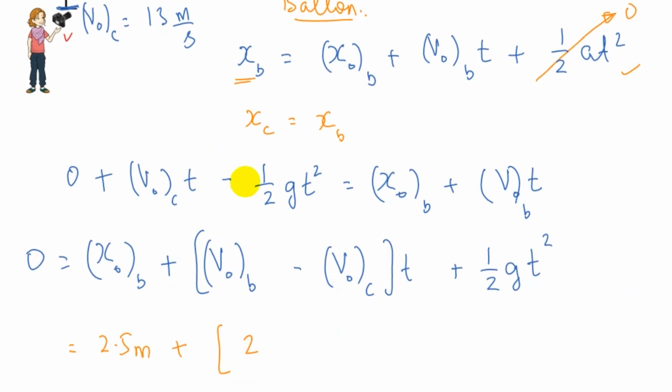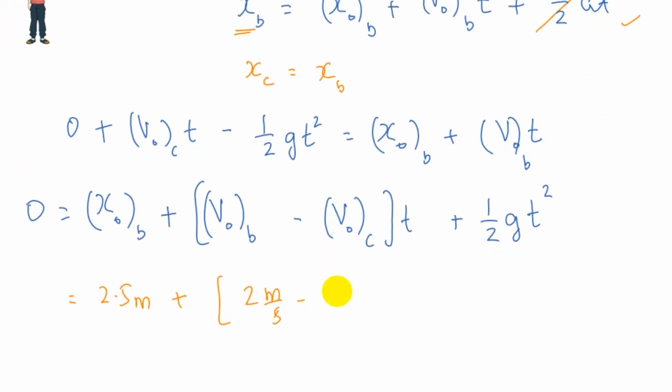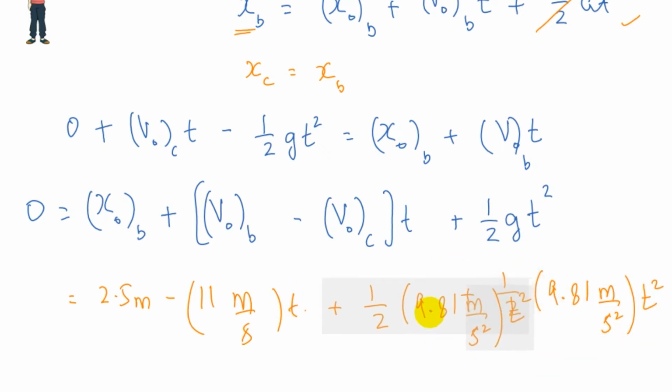So this would be 2 meters per second minus, as we noted for the camera, it is 13, so minus 13 meters per second, multiplied with t, plus 1/2 g. The value of g we have is 9.81 meters per second squared, multiplied with t². Now 2 minus 13 is minus 11, so this would become minus 11 meters per second times t.